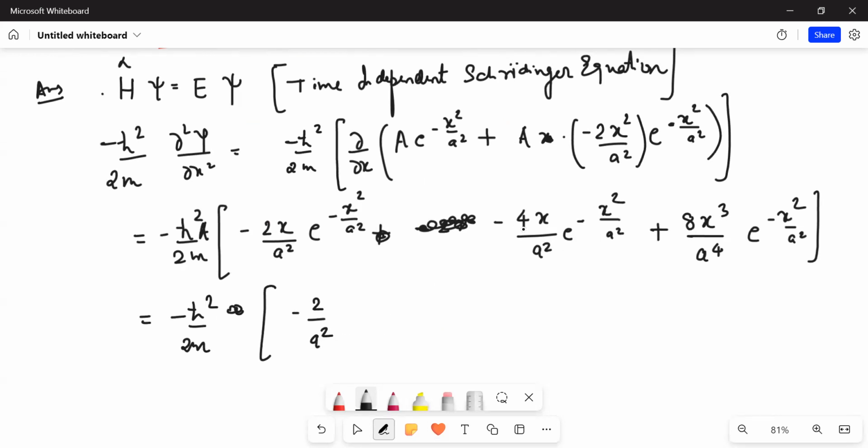If you take common out, you'll get minus 2 upon a squared. I think this is 6. So I should write minus 6 upon a squared plus 8. I've taken x common out, so I'll get x squared here upon a raised to power 4. And this will be simply psi. Okay, so this is H psi. And this should be equivalent to E psi.